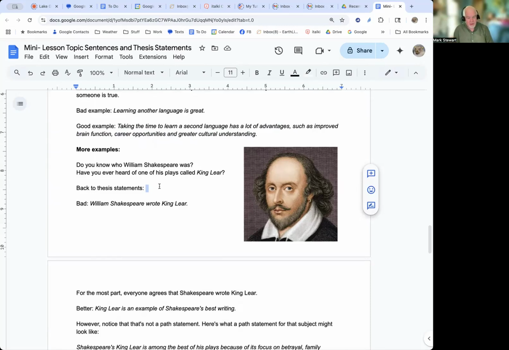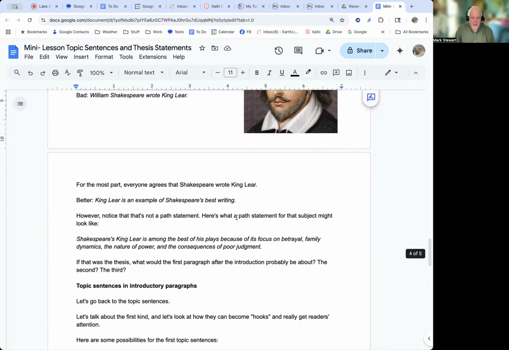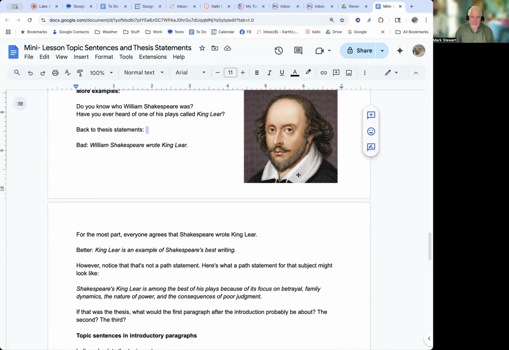They started fighting, and the fighting got so bad that the kingdom was destroyed. And when I say destroyed, I mean King Lear is homeless at the end of the play. And it's so bad that he loses his mind. He goes crazy. He's insane. It's not a happy play. All right. So let's look at some possible thesis statements.